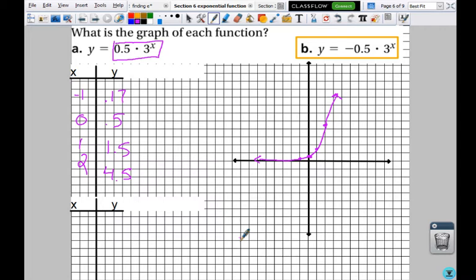Alright, next day class problem. I want you to make a table and graph part B. Just put it on the same graph right here. So make a table, graph part B. If you're not sure how to do the Desmos piece, I will go around and help you real quick.